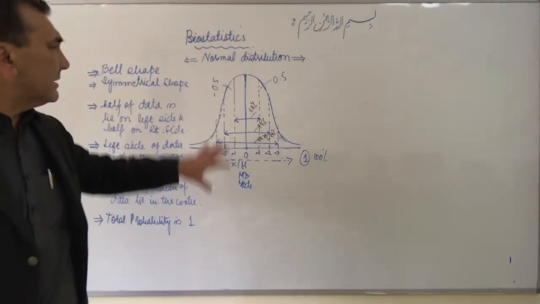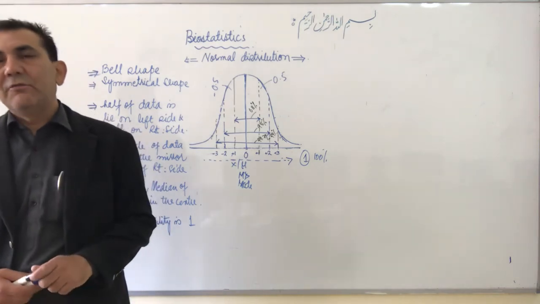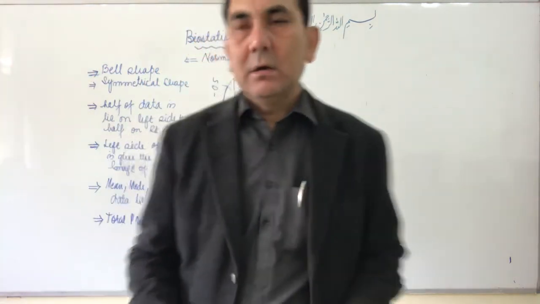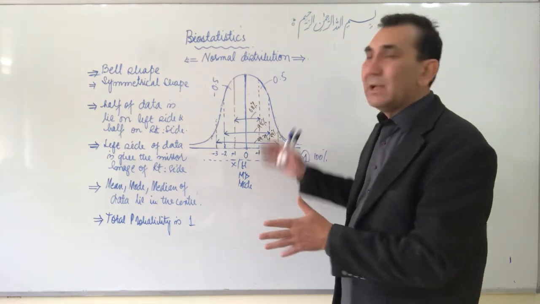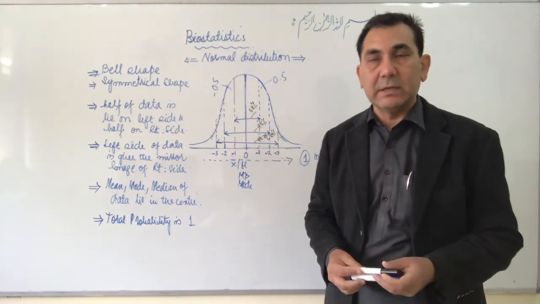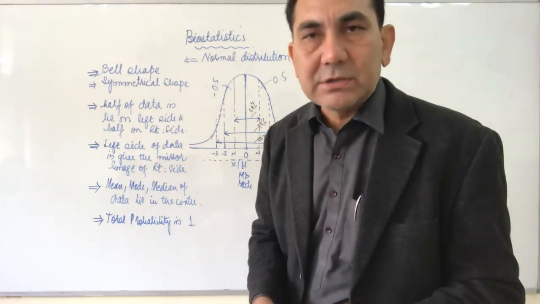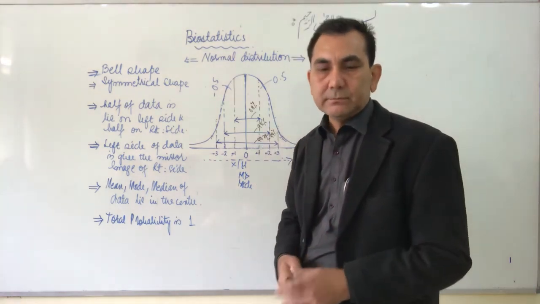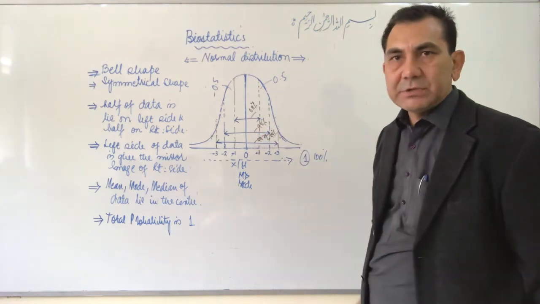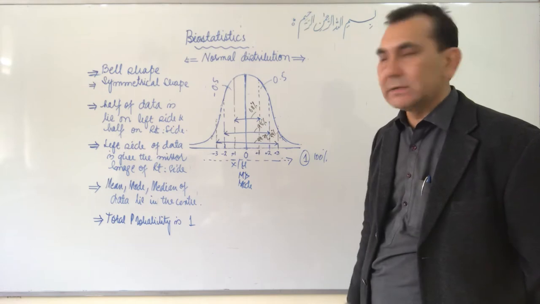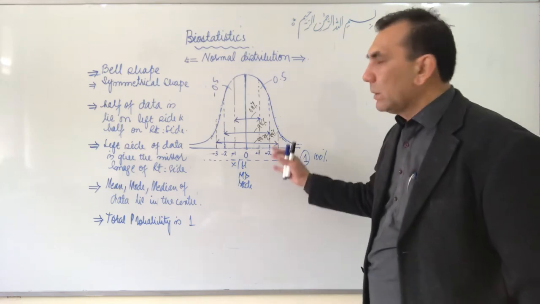Now, this bell shape of the normal distribution is also called the Gaussian. Frederick Gauss, in the 15th or 16th century, discovered all the proportions or percentages present under the normal curve, so it is called the Gaussian distribution as well. All the tables, the Z table, F table, T table, were discovered by Gaussian mathematicians. So as I said, within one standard deviation 68% of data lies, within two standard deviations 95% of data lies, and within three standard deviations 99% of data lies under the normal curve. Now we will go to prove it.